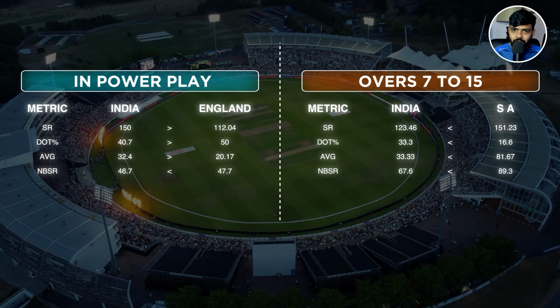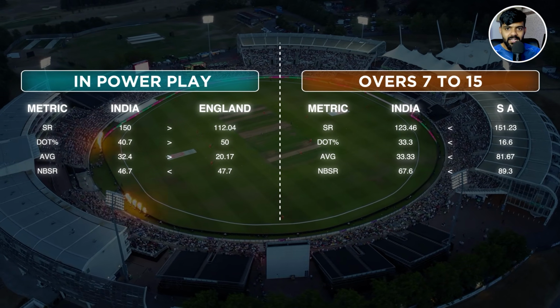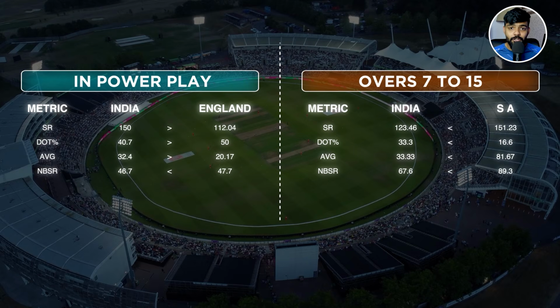Because in the middle phase of the T20 innings, the England batters struck at more than 150, averaging 81. But that's not it with them. It's not just the strike rate and the averages. It's the fact that the dot ball percentage was half of India's in this phase. They just had a dot ball percentage of 16, whereas India had a dot ball percentage of 33.